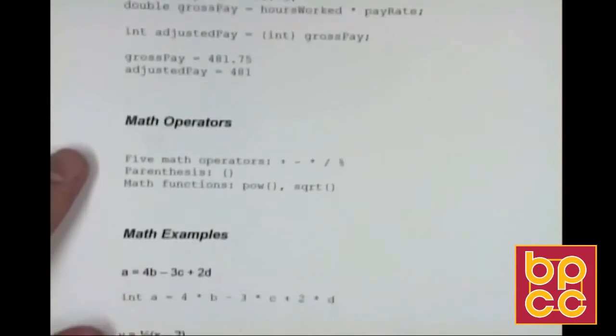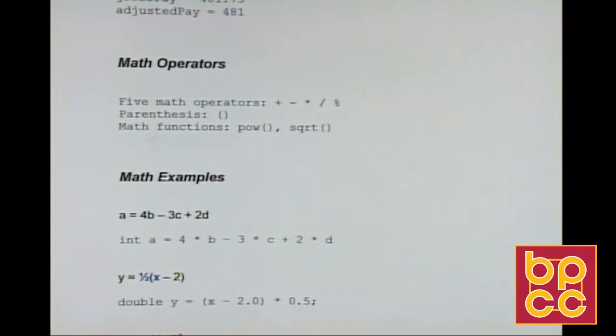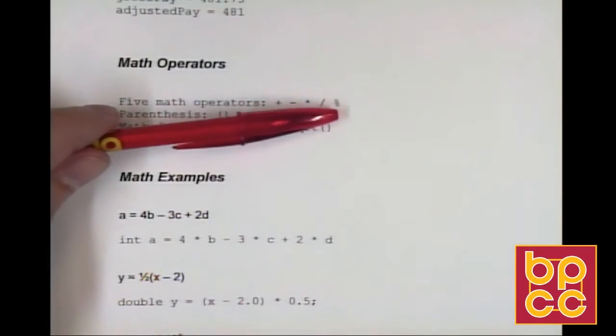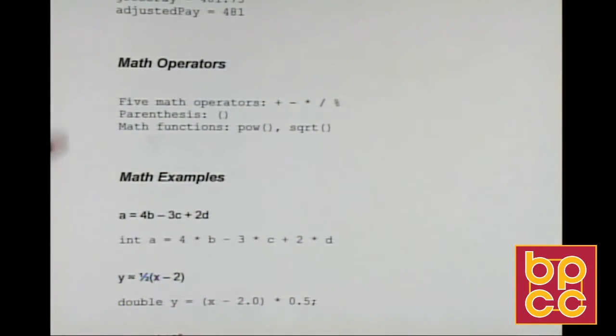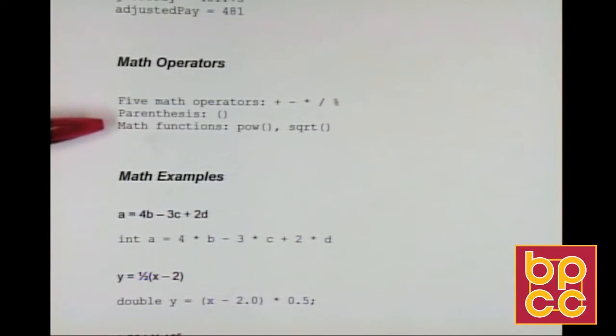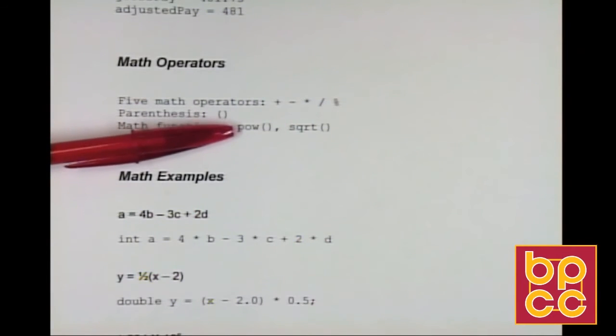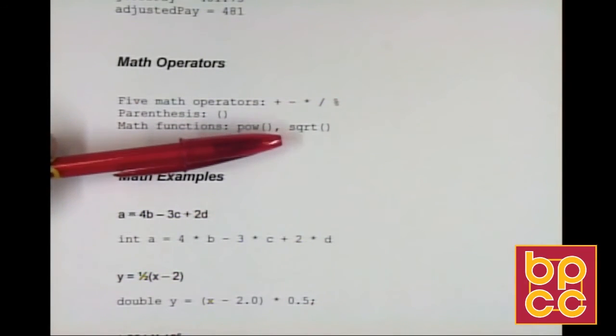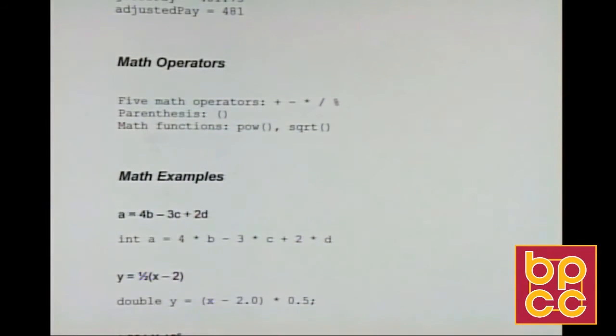Now, math operations in Java, here's how they're designated. You have addition, subtraction, multiplication, division, and modulus. Then, of course, you have parentheses. And then for math functions, you'll actually call the math function you're using. Like, for instance, the power operation here, POW, that's for doing exponentials. And you have the SQRT for doing square roots. Just a couple of sample math functions you can use in Java.